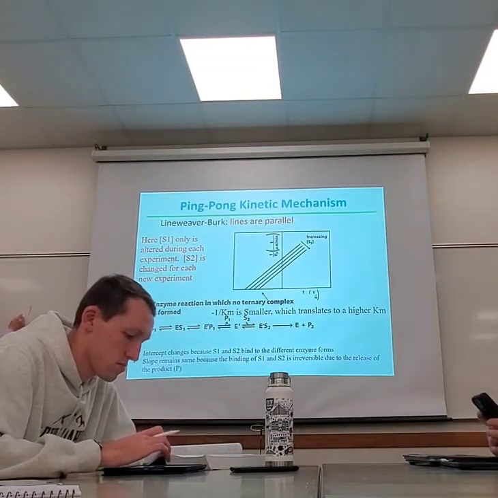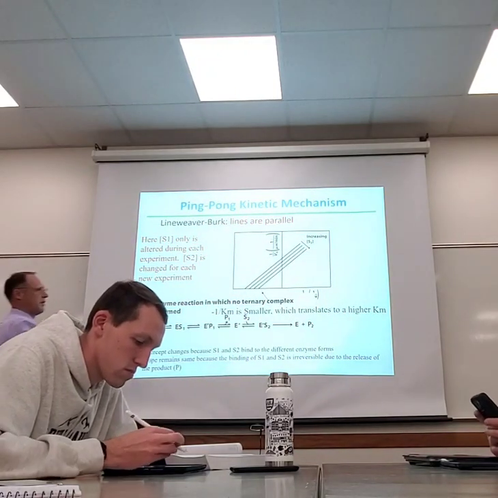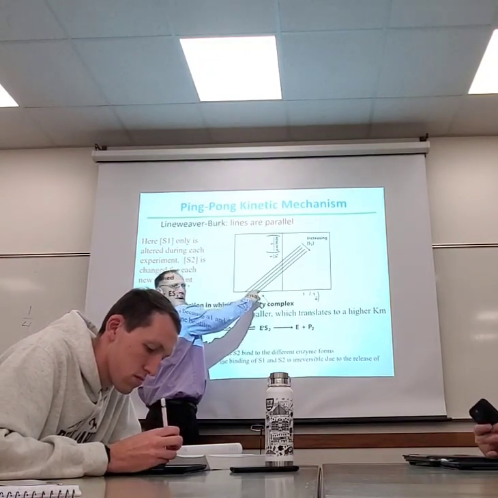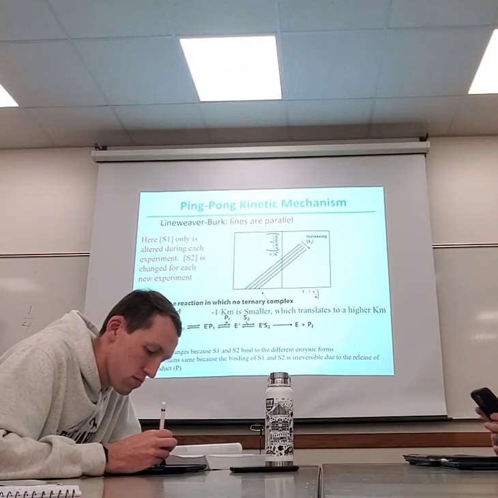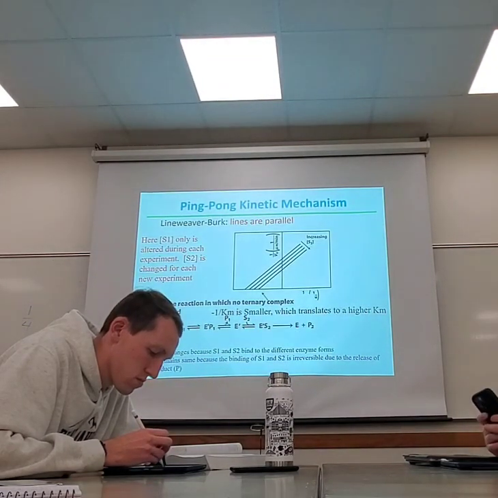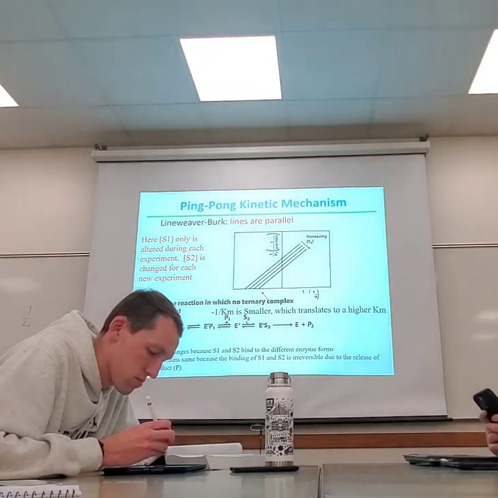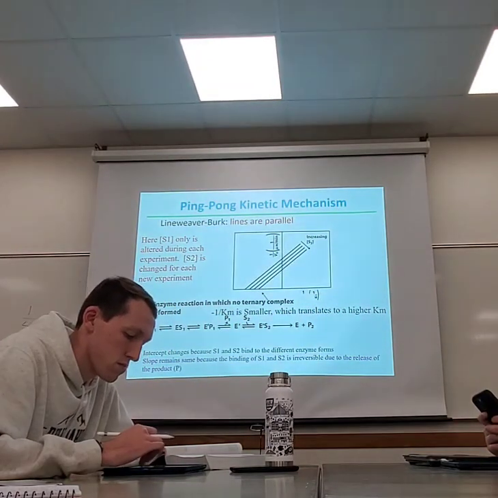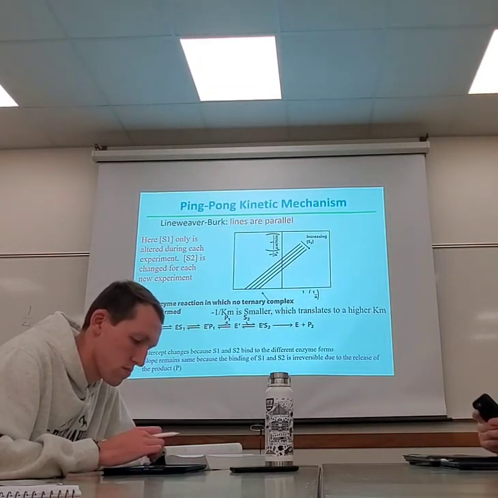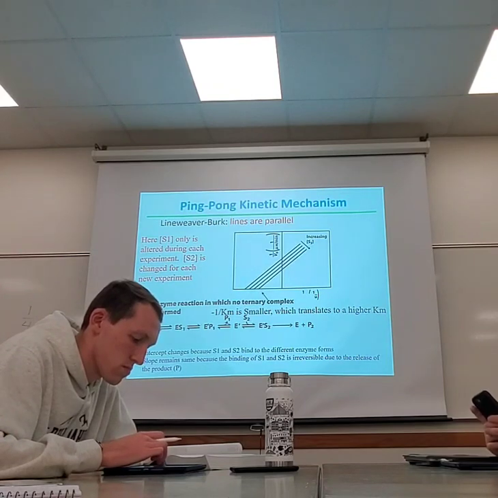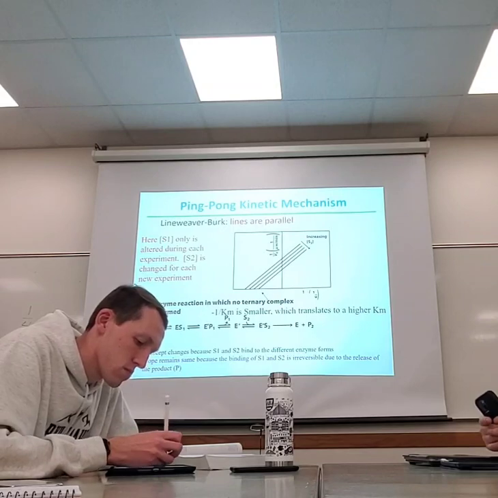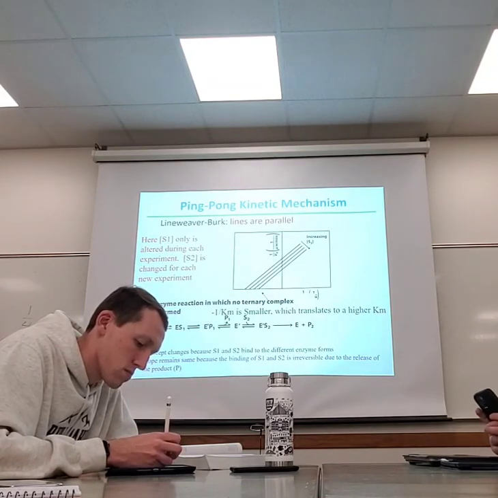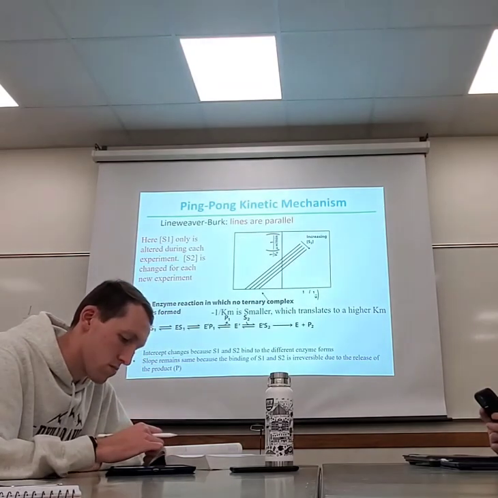Let's assume the first line is 1 over 4. This is 0.25. Okay, let's assume the next one over here is 1 over 2. And let's assume this is actually 3/4, 0.75. Okay? Now I do the reciprocal of this, and this would be 1.33, this would be 2, and this would be 4, right? So I flip them over.